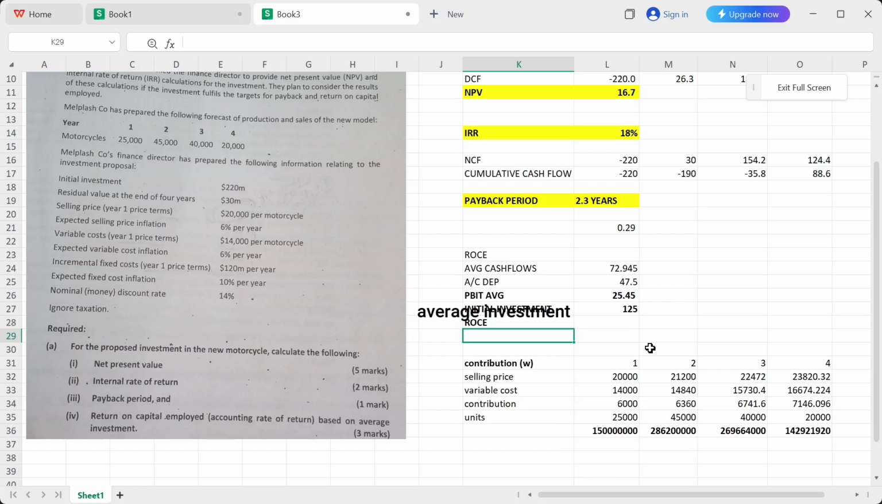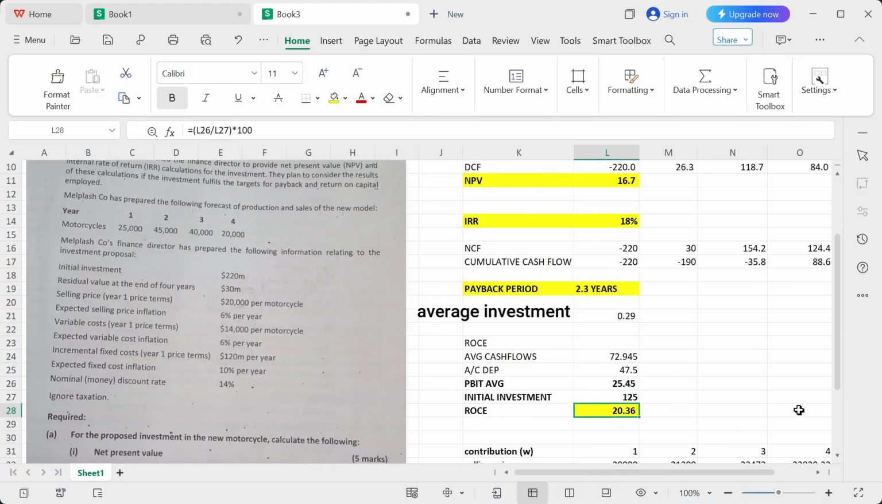And now I'm going to calculate my ROCE, return on capital employed. For that, I'm going to select my PBIT average divided by the average investment. Let me quickly place the brackets over here, because I have to multiply it by 100 as I need the percentage, right? So again, PBIT average divided by the average investment times 100. You get 20.36 as your ROCE. And 20.36 can be rounded off to 20.4. So 20.4% is your ROCE.